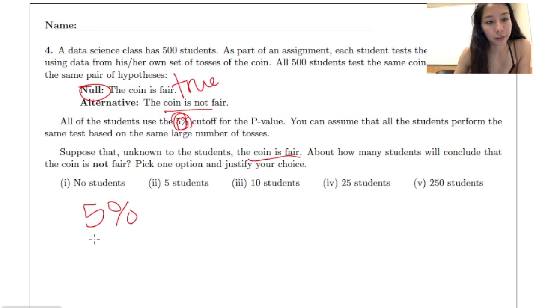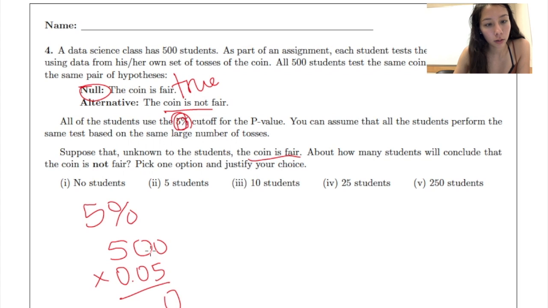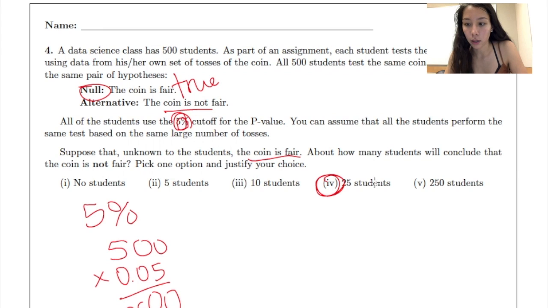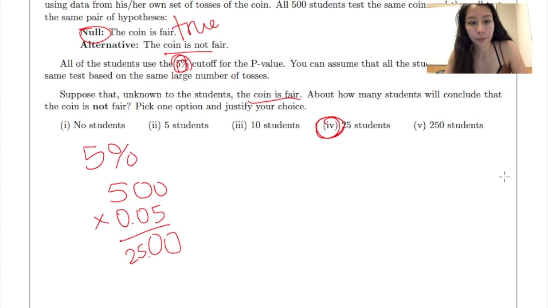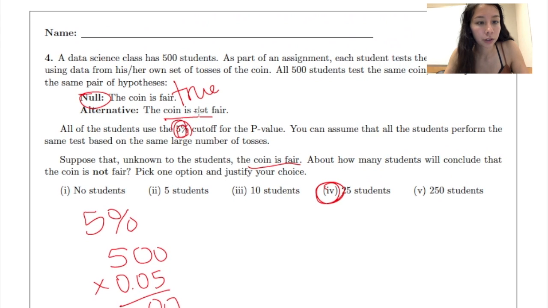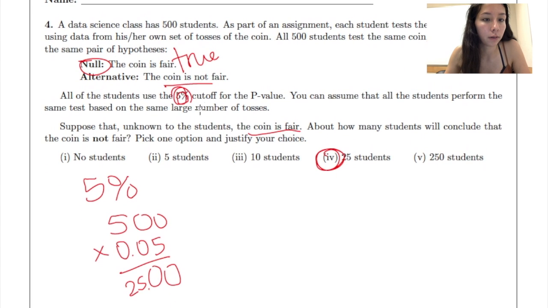So we want to find 5% of 500. Just do that math really quick. And you're going to get 25%. And again, the null hypothesis is true, so we are looking at the percentage of tests that would conclude that the alternative, or that we would reject the null hypothesis. So in this case, it would be the same as the p-value cutoff.